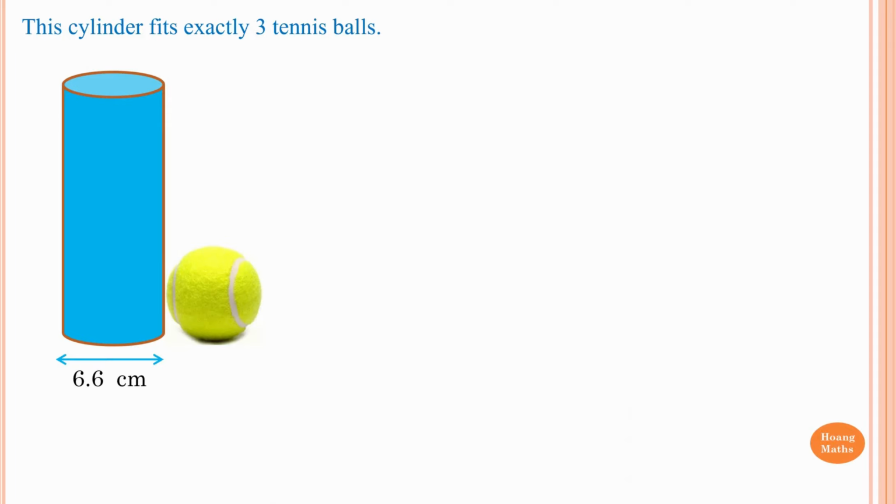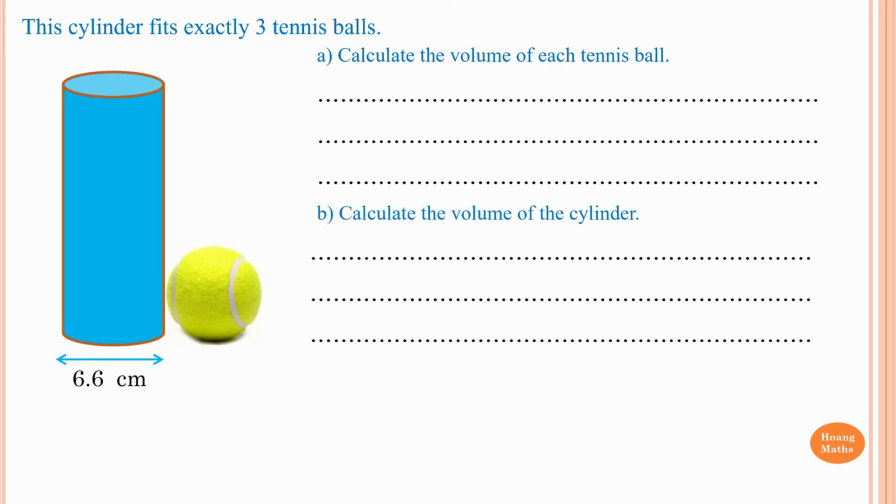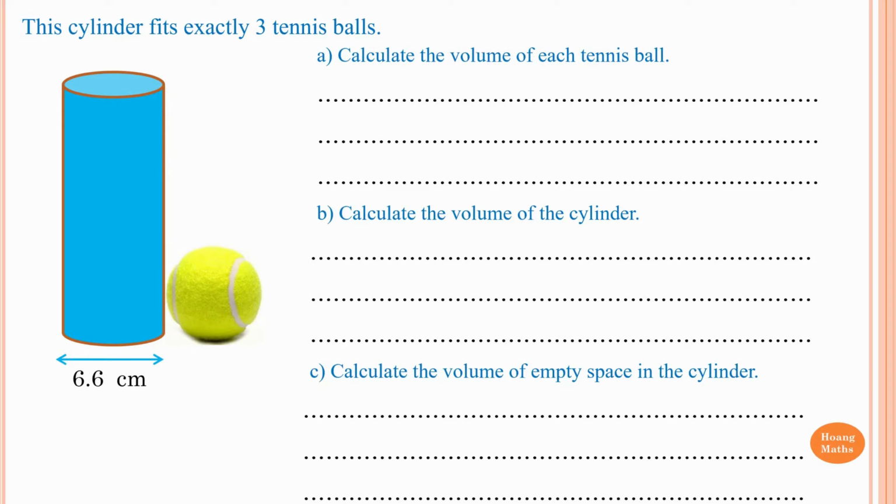This cylinder fits exactly 3 tennis balls. Part A. Calculate the volume of each tennis ball. Part B. Calculate the volume of the cylinder. And last part, which is part C, calculate the volume of empty space in the cylinder.